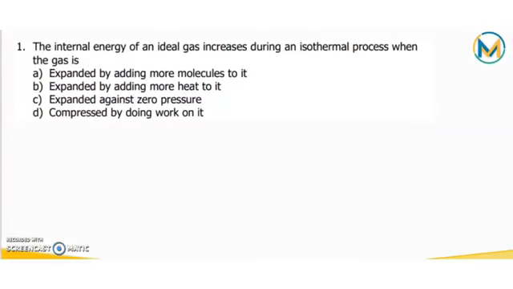First question: the internal energy of an ideal gas increases during an isothermal process when the gas is... So first of all, we know that internal energy U is equal to f/2 μRT. Now we know that μ is equal to number of moles upon Avogadro's number. So that is f/2 into N/Na into RT.